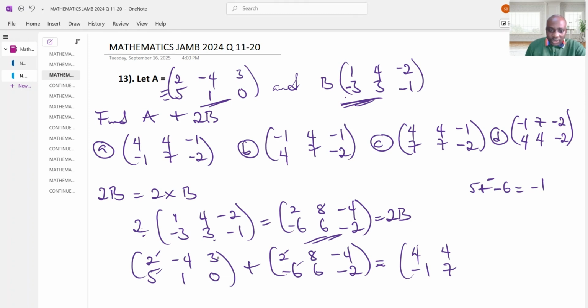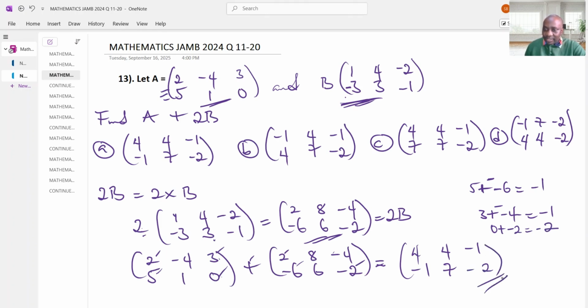The next one, which is the last column, 3 plus minus 4. Plus times minus gives us minus, so 3 minus 4 gives us minus 1. The next one is 0 plus minus 2, which is going to give us minus 2.